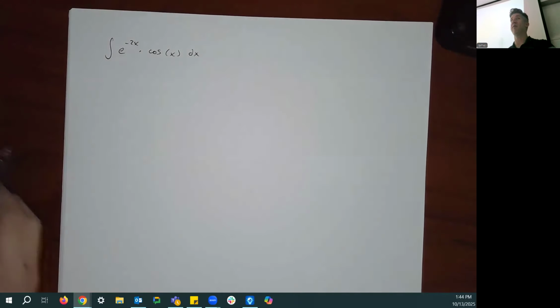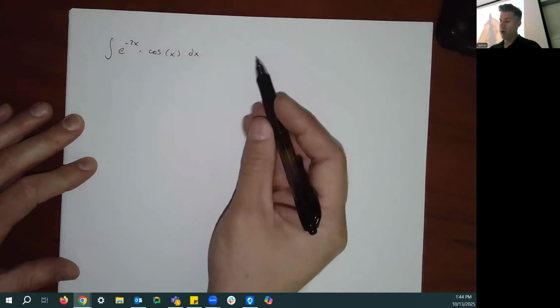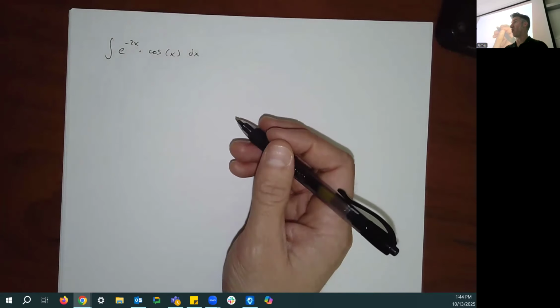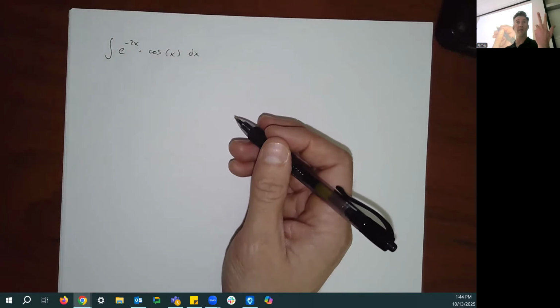So here's what we're going to do with this integration. We're going to do integration by parts twice. And then what's going to happen is the same integral is going to show back up. Let me show you what I mean. So here, again, using the LATE acronym, we don't have a log, we don't have a power of our variable, but we definitely do have a trigonometric function.